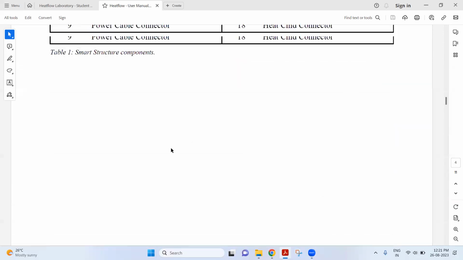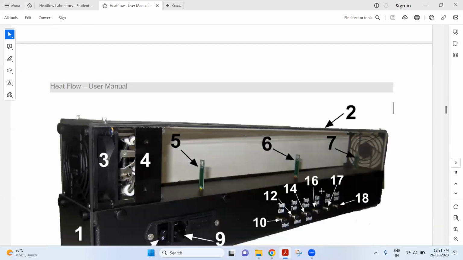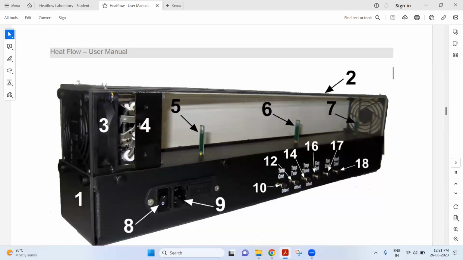Now coming to three, blower and heater. The blower is also kept here, and the heater is also kept here. See, they are kept parallelly. So the blower takes the air from outside and pushes it inside, and this heater will heat the air and pass it on here inside this chamber.